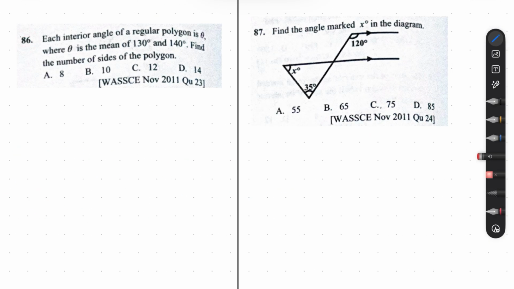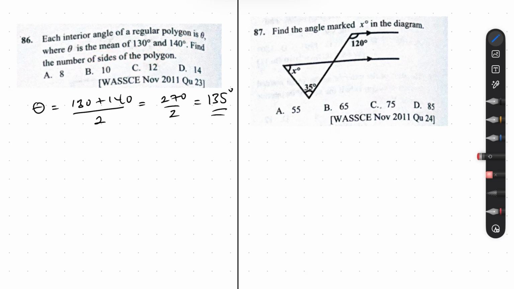The question says each interior angle of a regular polygon is theta, where theta is the mean of 130 and 140. Find the number of sides of the polygon. So we've been told that theta is the mean of 130 and 140. To find the mean, that's like the average, we add them and divide by the number of items, which is 2. So we have 270 over 2 to give us 135. So this is theta.